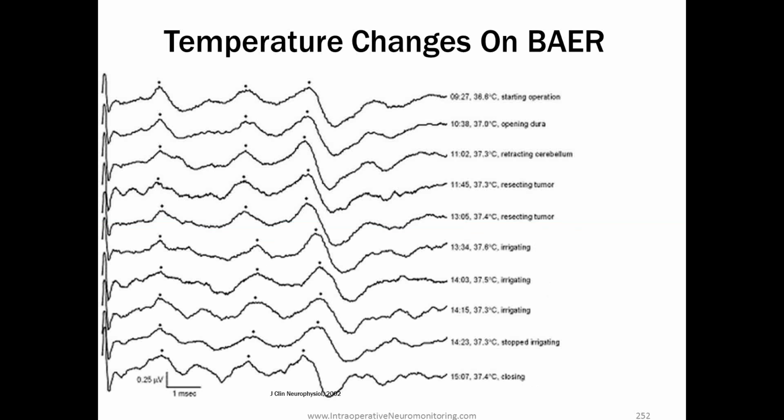Temperature changes on BAERs. At the very top we have 36 going to 37. So at the time of closing it's warming up, and we can see the slight change, especially in wave 3, to these temperature changes.